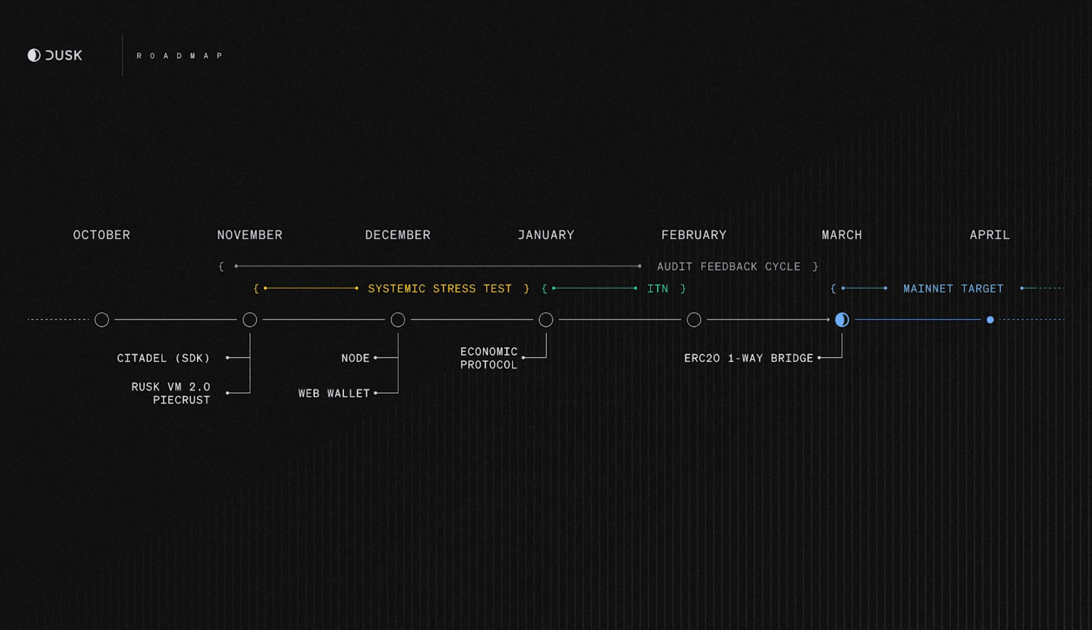There's work being done on auditing Phoenix, auditing Citadel, auditing succinct attestation consensus, auditing consensus, and also auditing Zedger.